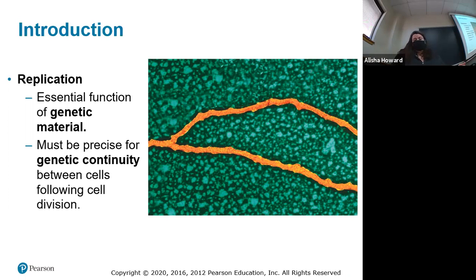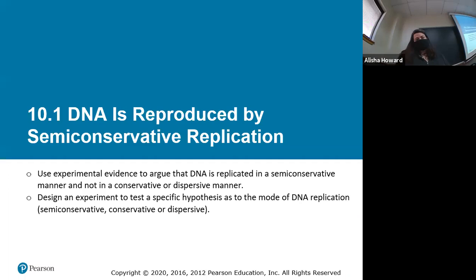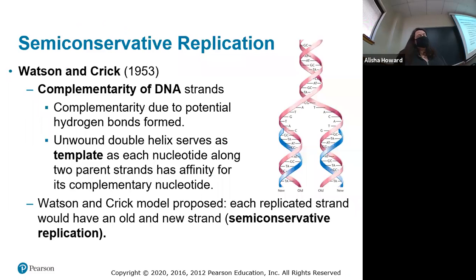Okay. So we're going to discuss this process in chapter 10. It needs to be reproduced. It needs to have a template, and it can do it in different ways. It was proposed by Watson and Crick, just a few months after their proposal for the structure of DNA, that the strand is going to serve as a template in the process of replication.